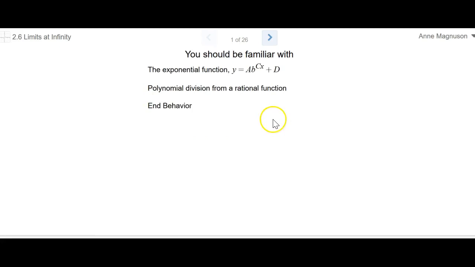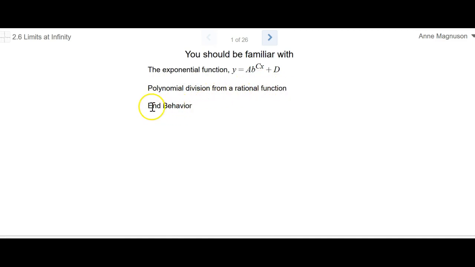You should be familiar with the following concepts from pre-calculus for this lesson. The exponential function, so here's the form of the exponential function. B is the base, which is always greater than 0. A, C, and D are constants. Polynomial division from a rational function.